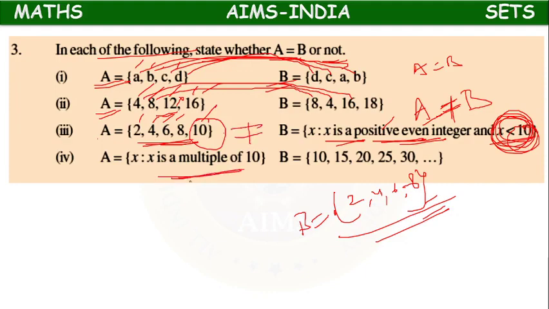Next, X is a multiple of 10. Multiple of 10 means 10 one time is 10, 10 two times is 20. 15 is not a multiple of 10. 25 is not a multiple of 10. So A is not equal to B. So in this way we can compare equal sets.